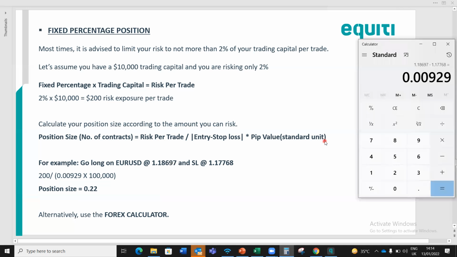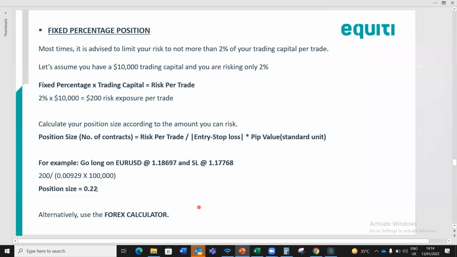This I told you when I taught you lots and contract sizes, that a standard contract size is in a multiple of 100,000 units. So multiplied by the 100,000 units, we have 200, all divided by this. So the position size you will get is 0.22.